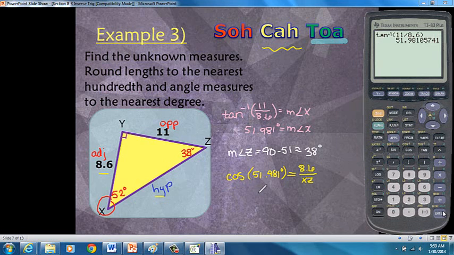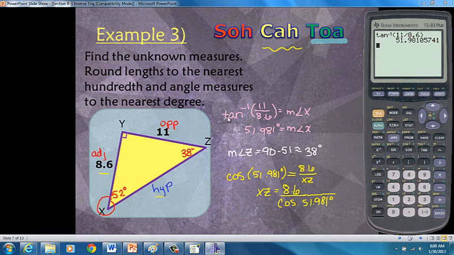To solve that, I'm going to get xz by itself: multiply it on both sides, then divide by the cosine of 51.981, and I end up with xz equal to 8.6 divided by the cosine of 51.981 degrees. Then I use my calculator.